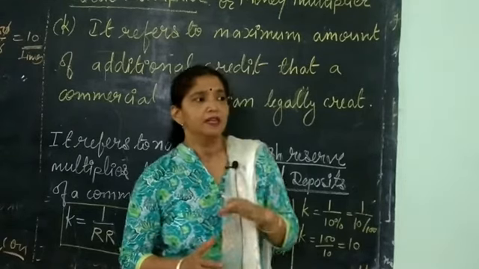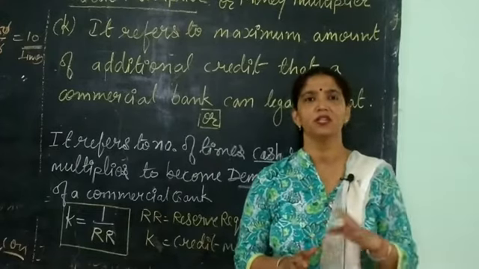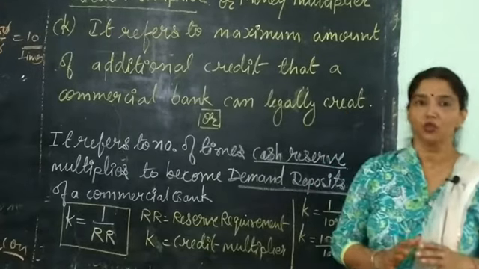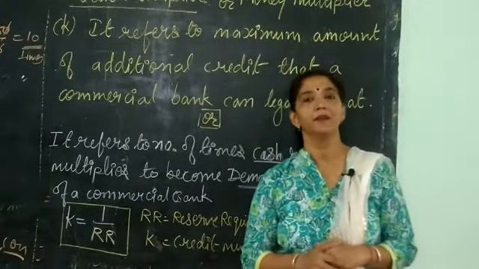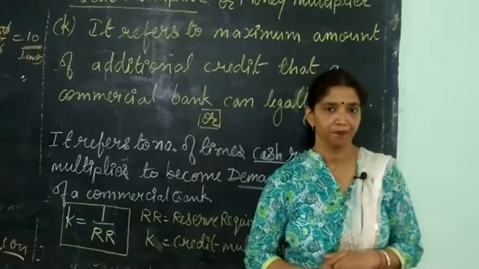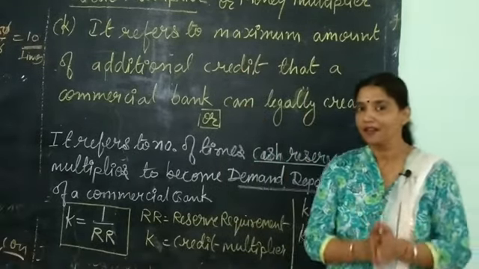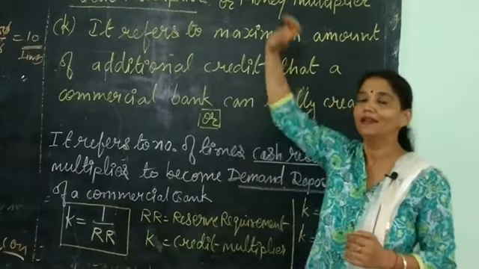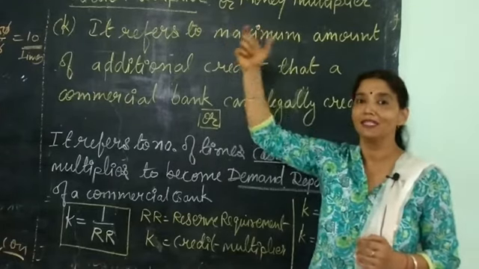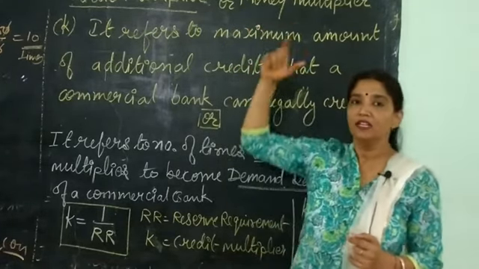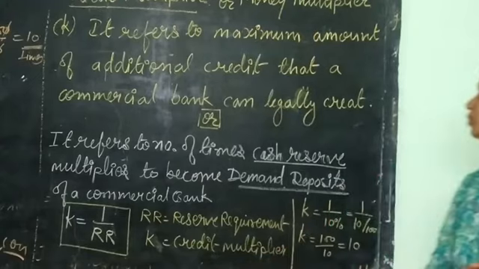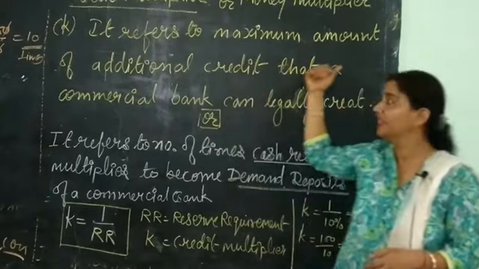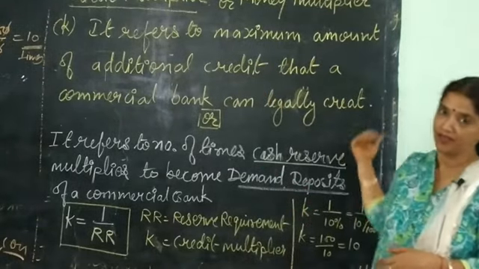Commercial banks can't create credit without any limit or limitation. Credit creation can be controlled with the help of the credit multiplier or money multiplier. The total credit created in the economy depends upon the credit multiplier, which is denoted by the symbol small k. The credit multiplier refers to the maximum amount of additional credit which a commercial bank can legally create.